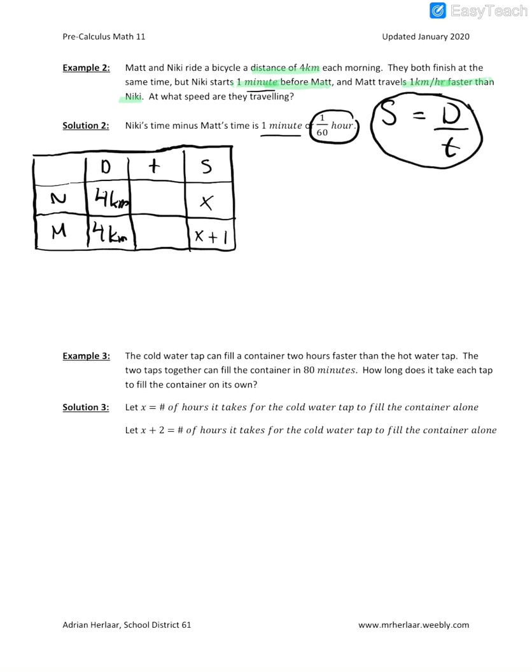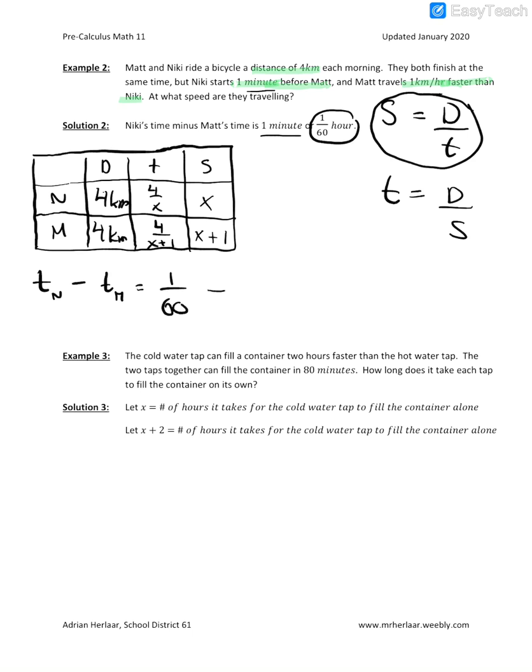Now this equation solves for speed, but if we just do a bit of algebra, time is equal to distance over speed. So we can represent their times as 4 over x and 4 over x plus 1. So now we have enough information. Because what do we know? We know that Nikki starts 1 minute before Matt, which means Nikki's time minus Matt's time is equal to 1 minute, or 1/60th of an hour.